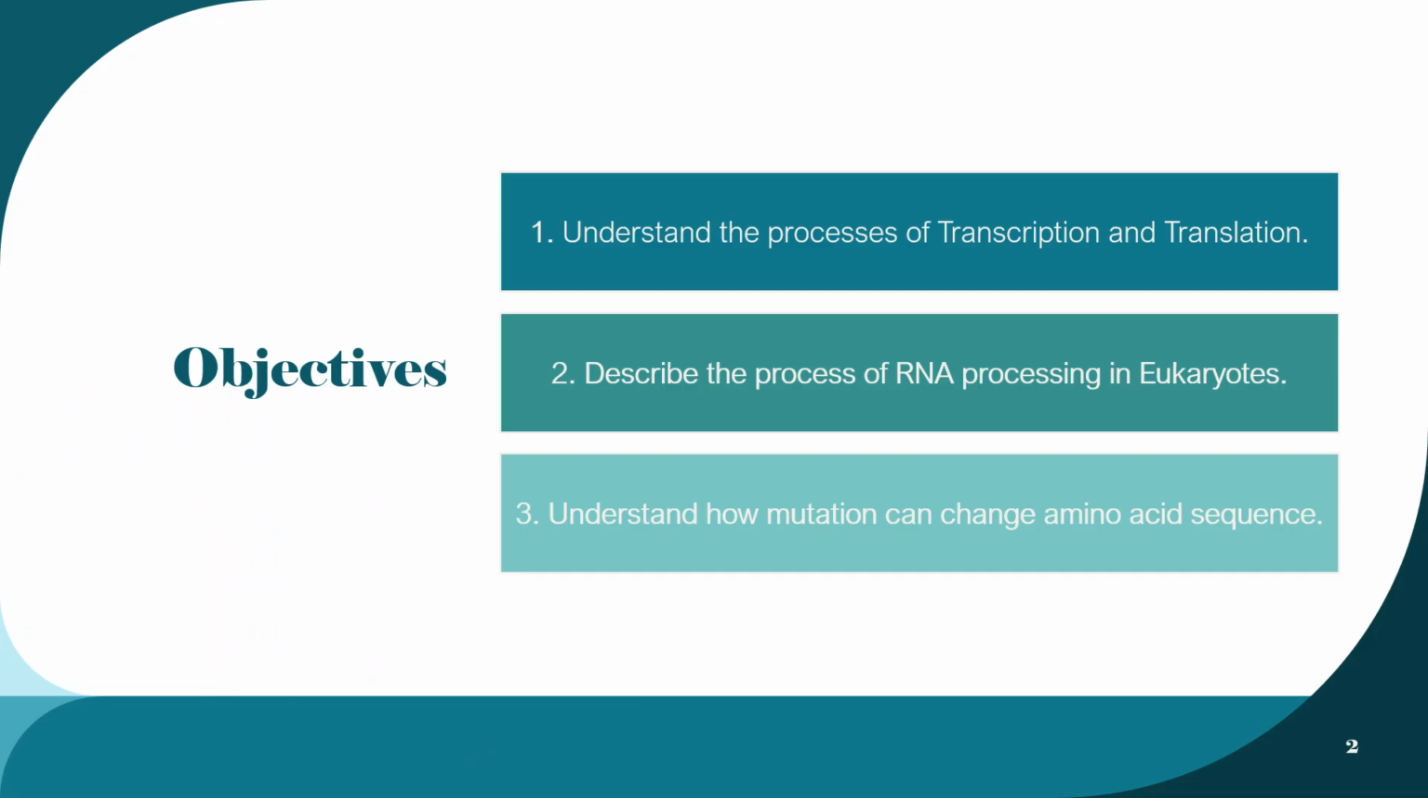Here we have our objectives for this chapter. So first we want to be able to understand the processes of transcription and translation. Secondly, we'd like to be able to describe the processes of RNA processing in eukaryotes. And third, understand how mutation can change amino acid sequence.